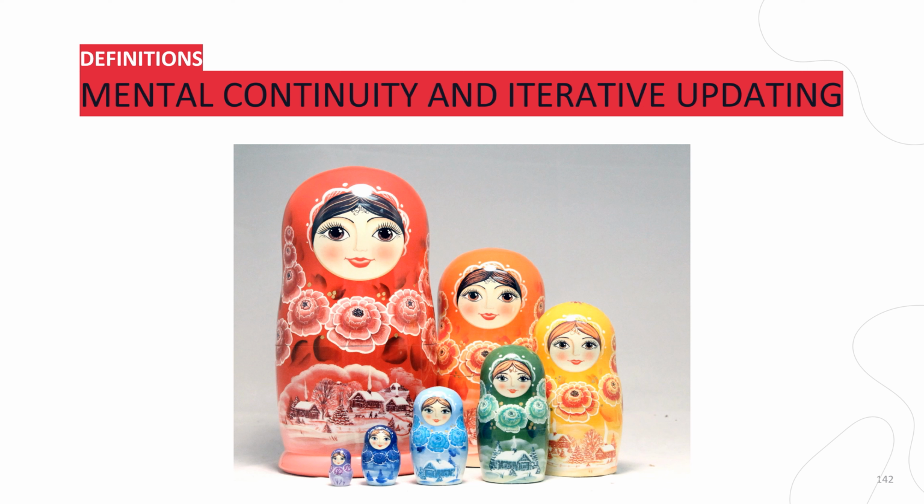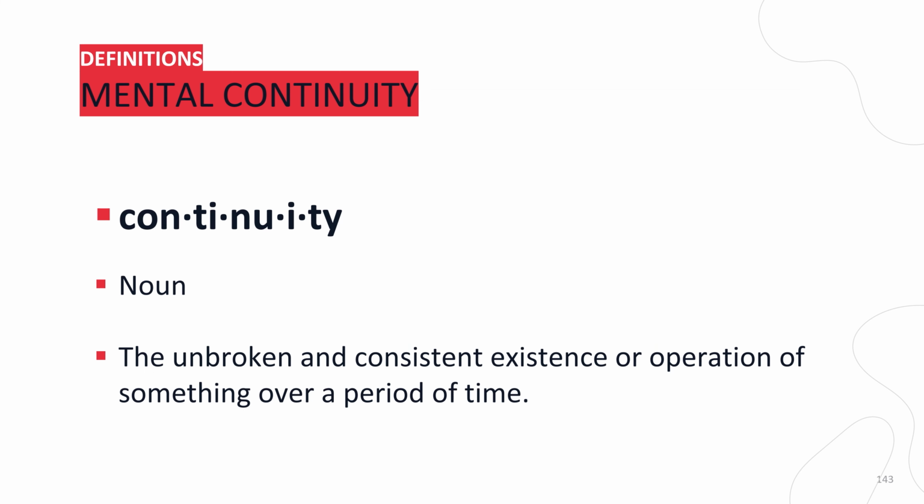Incremental change in state-spanning coactivity makes it so each state is nested within the last state, similar to these Russian nesting dolls. Let's define continuity. It's the unbroken and consistent existence or operation of something over a period of time. The manner in which ICSSC permits information from the past to conjoin and assimilate with information from the present may provide the connective tissue for the continuous nature of consciousness. In doing so, it may also permit continuity, one of the central features of consciousness.